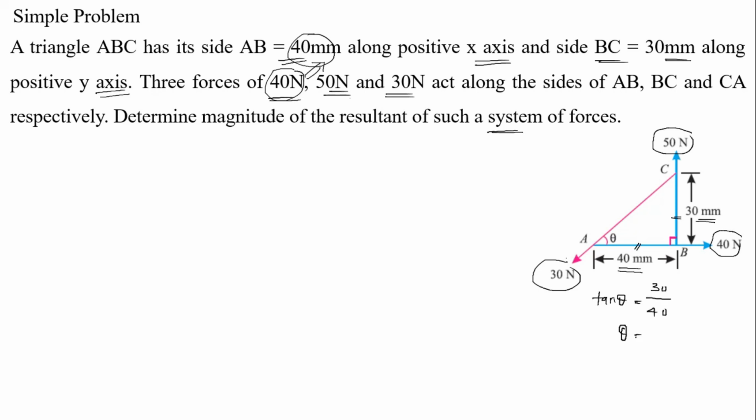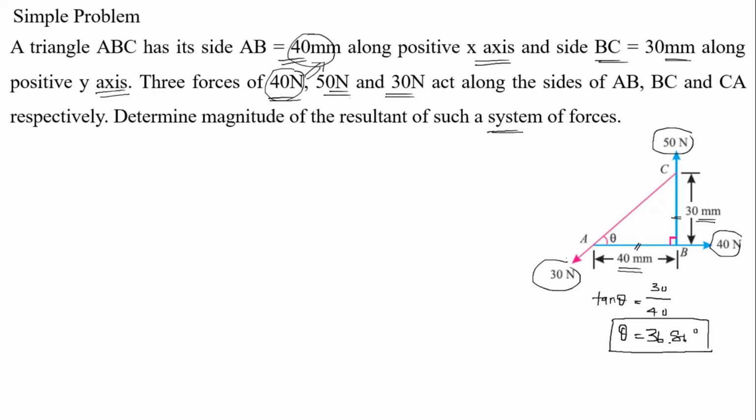So tan theta is equal to opposite by adjacent. So theta is equal to how much? Theta is equal to tan inverse of 30 divided by 40, which is equal to 36.86. So theta is equal to 36.86 degree, right? Clear? So now we have to resolve this.